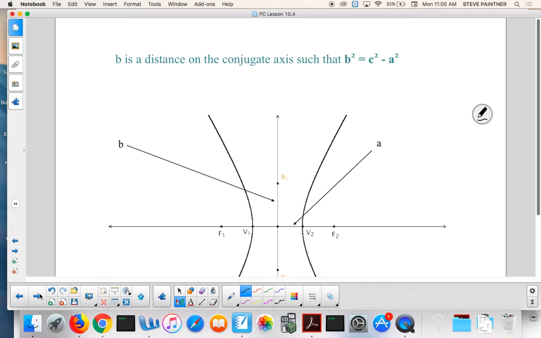Oh, okay, now they talked about B. Where is the B value? Well, the B value is actually the distance from the center straight up the conjugate axis, or it could be down. So if I say B is 4, I'll go up 4. If I say it's 4, I'll go down 4. So it's just up and down the conjugate axis. Okay?